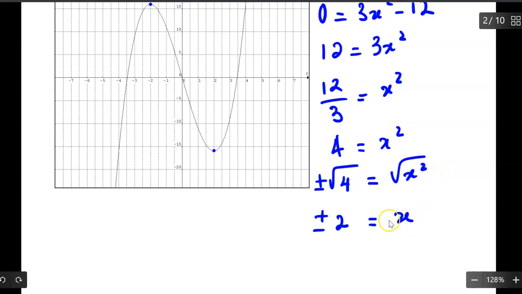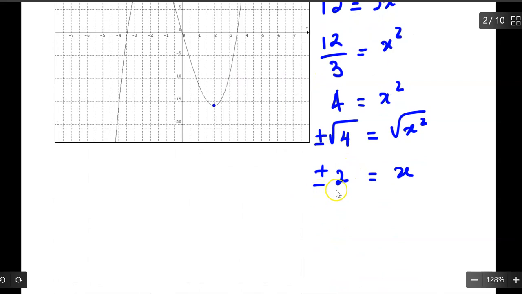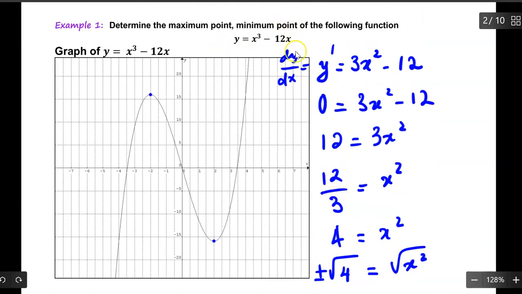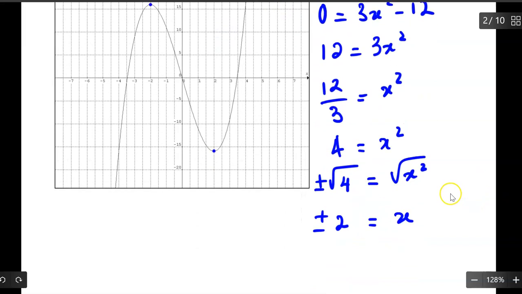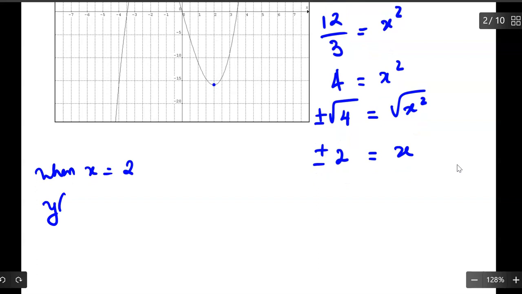It means that if I let x equal to 2, I substitute into this original equation here. I can solve for one value for y. If I let x equal to negative 2, I can substitute in here and I find another value for y. Okay, so we are going to work with that. So when x equal to 2, then y evaluated at 2 for x will be, so let me write the equation again. y equal to x to the exponent 3 minus 12x.